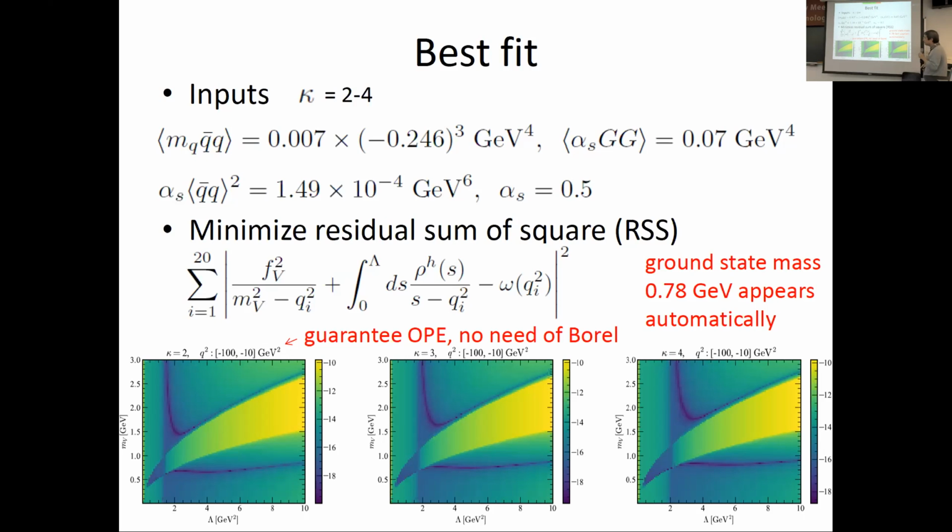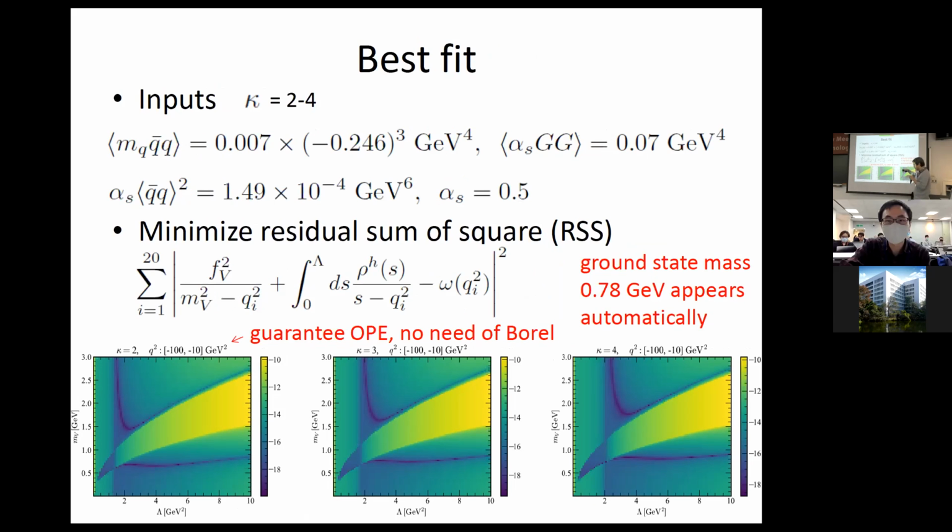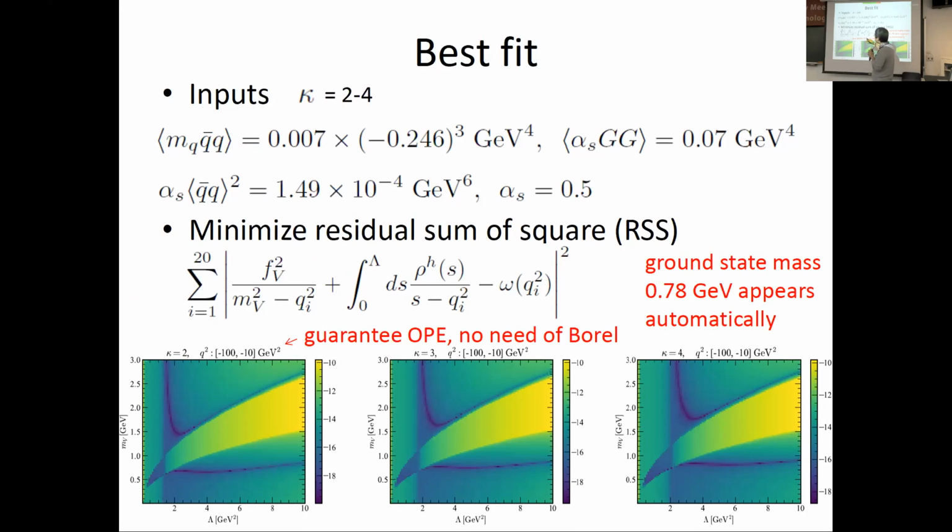Can you explain the color? Oh, okay. The deep color is the better fit. The light color is the worse fit. How do you choose a rho picture? The function rho depends on b0, b1, b2, so I didn't show it. Because it's a multi-dimensional scan, I just project the RSS minimum onto this plane, the lambda and v plane.